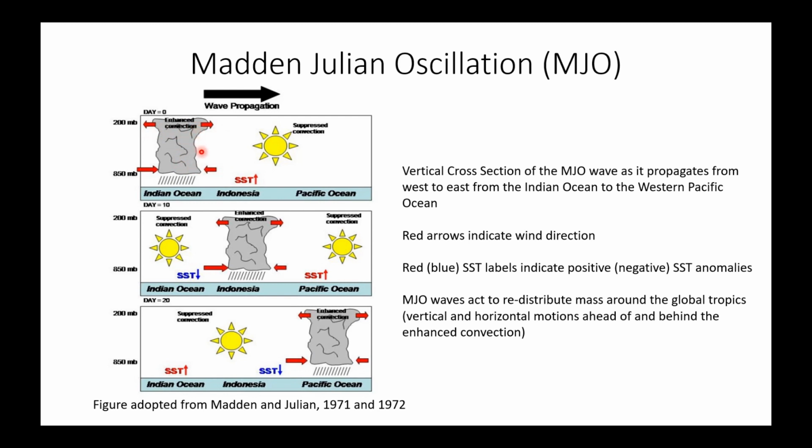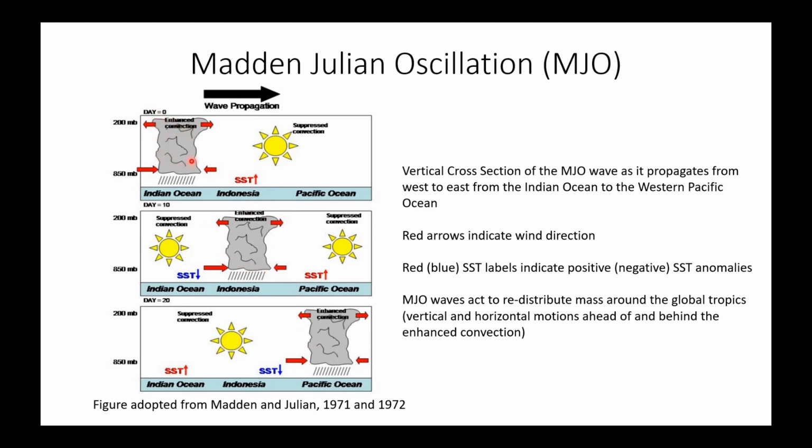The red sea surface temperature indication here, that arrow, indicates positive anomalies. Whenever you see the blue down arrow here, the blue coloring for SST, sea surface temperature, that indicates cooler waters or negative anomalies. And these MJO waves, as they propagate from west to east, generally redistribute mass around the global tropics. And again, I hinted at the vertical air motions that occur ahead of and behind this enhanced convection or enhanced rainfall area.